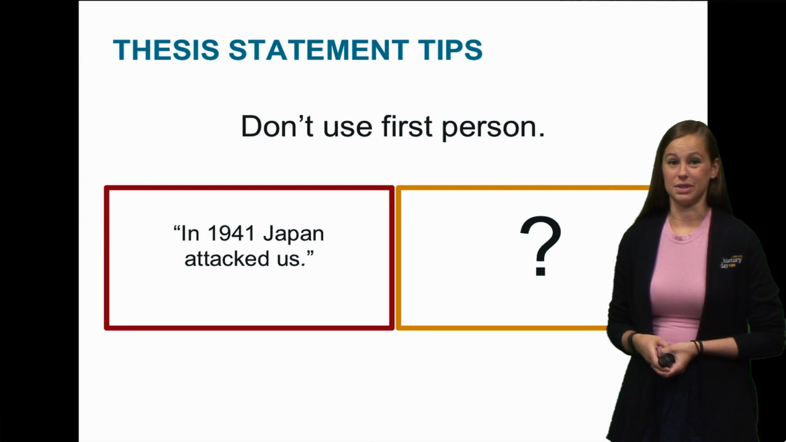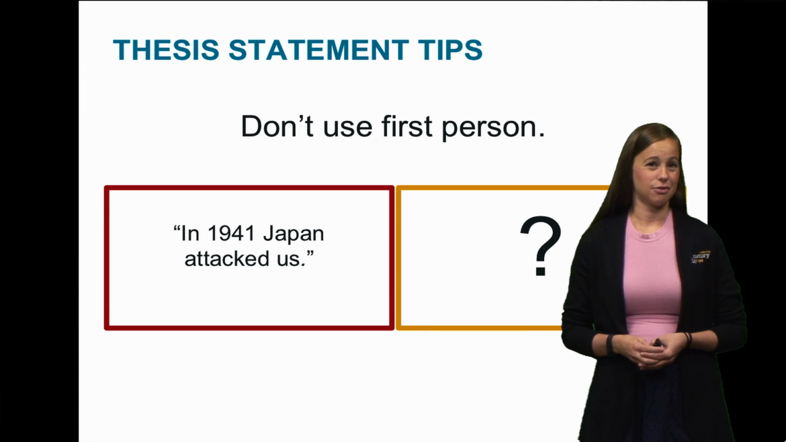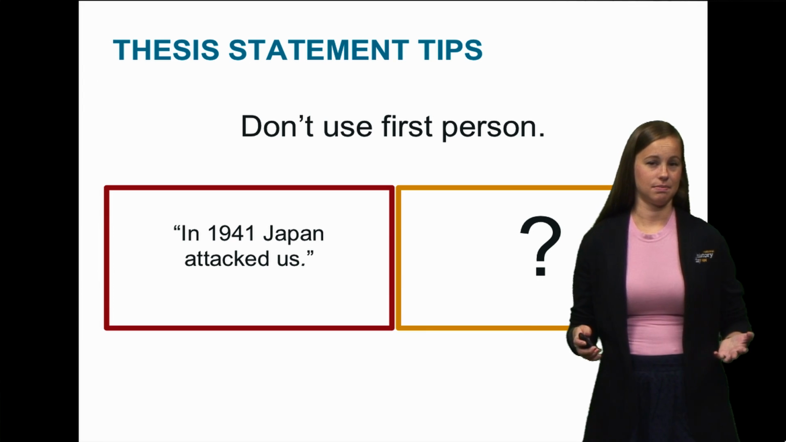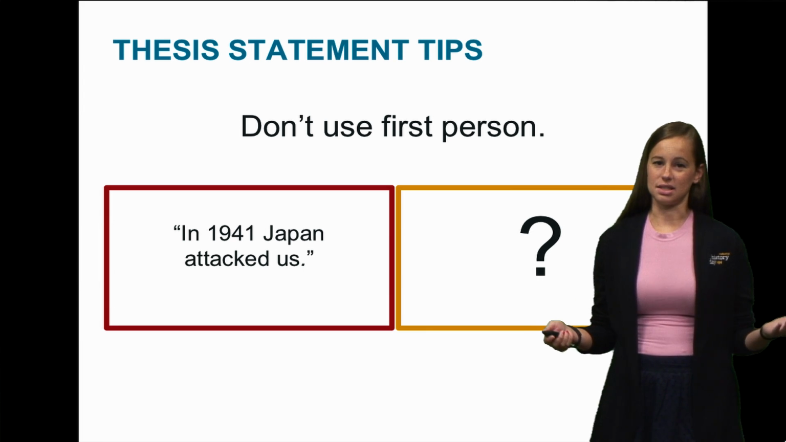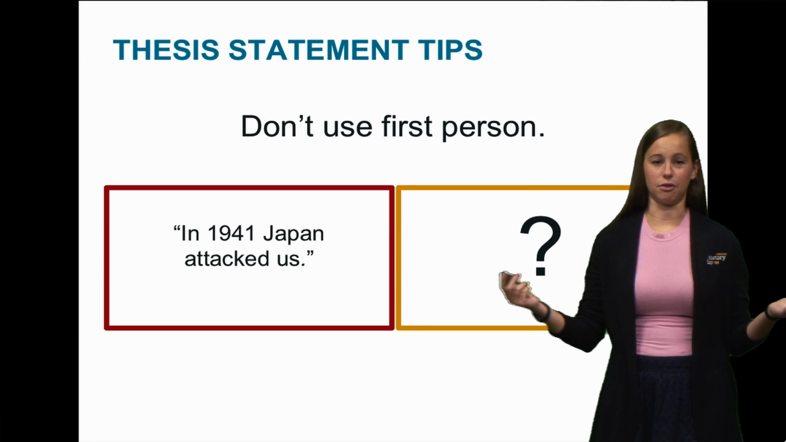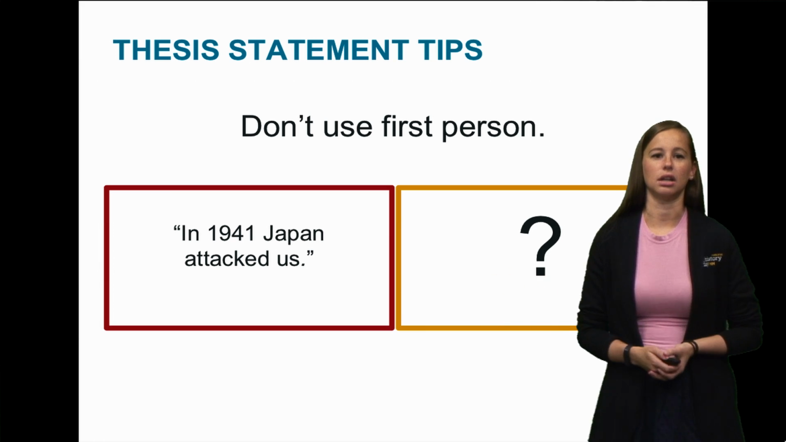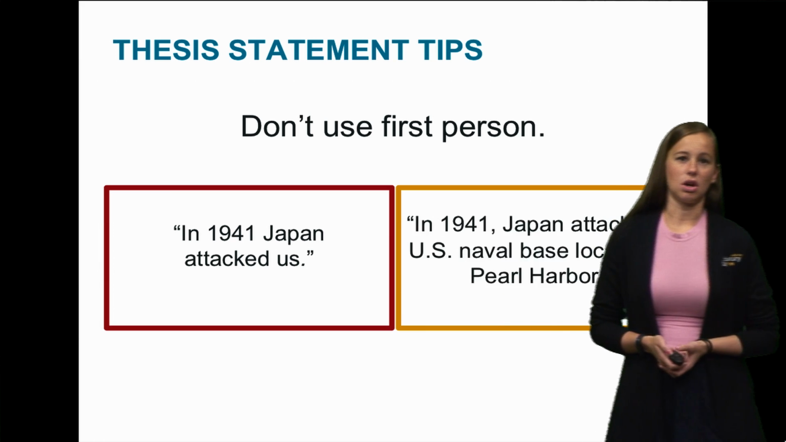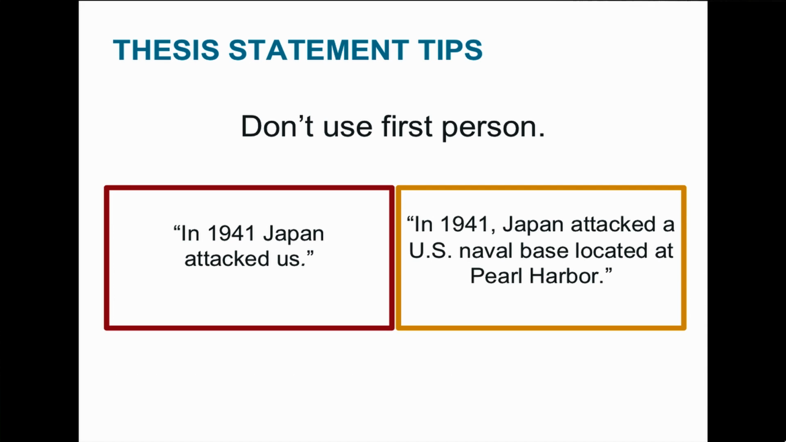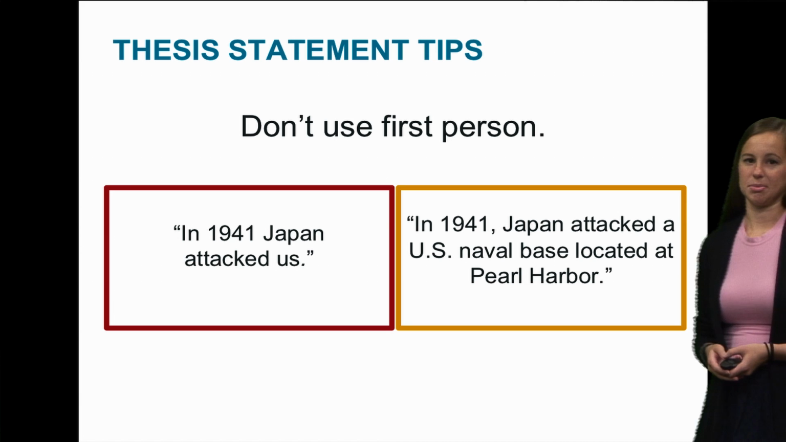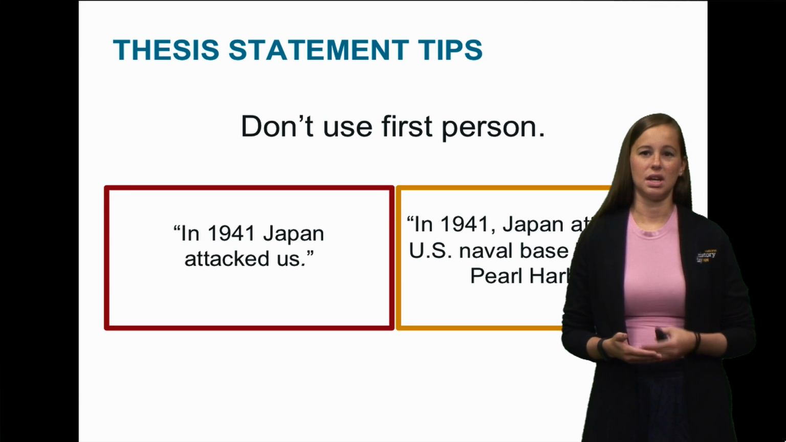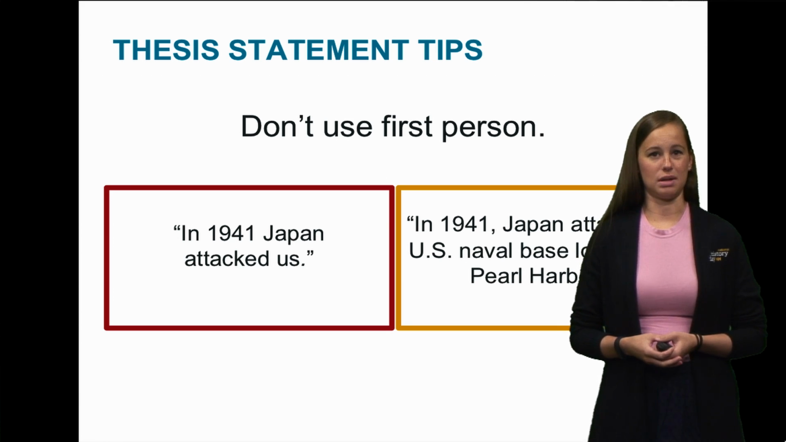Also want to avoid using first person. In 1941, Japan attacked us. Quite simply, us doesn't mean the same for you as it might for your judge or the other audience looking at your project. So we could instead say, in 1941, Japan attacked a U.S. naval base located at Pearl Harbor. This also helps with clarity so that everyone knows exactly who you're talking about and when.